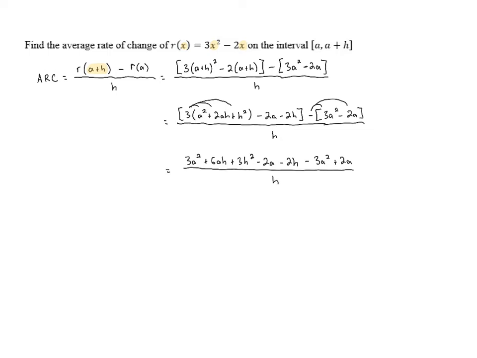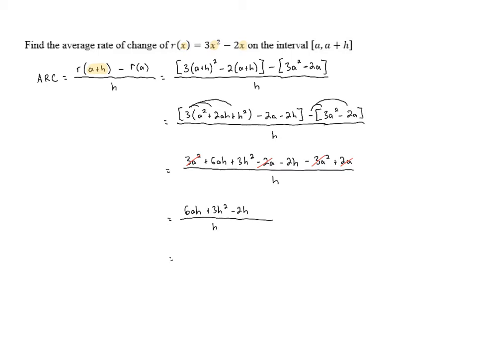Now let's see if we can cancel anything. We've got a positive 3a squared and a negative 3a squared. We've got a negative 2a and a positive 2a. I think that's all we can cancel for now. So that is going to give us 6ah plus 3h squared minus 2h all over h.